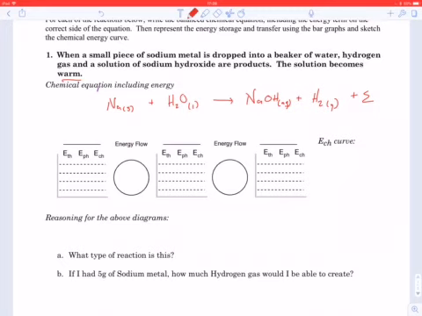So when a small piece of sodium metal is dropped into a beaker of water, hydrogen gas and a solution of sodium hydroxide are products. Solution becomes warm. So what you can see is that everything is pretty well represented here. We have our energy, solution becomes warm, we have sodium hydroxide. What kind of reaction is this? It would be single displacement.